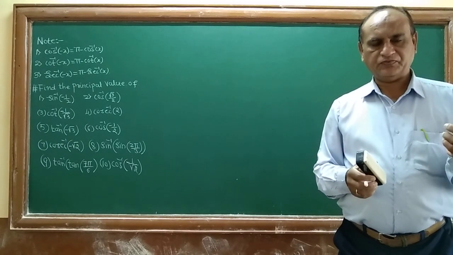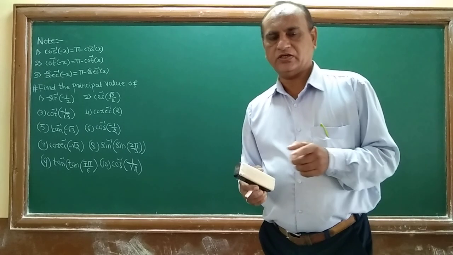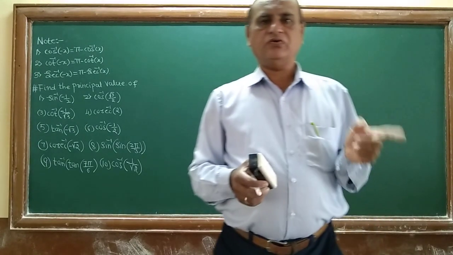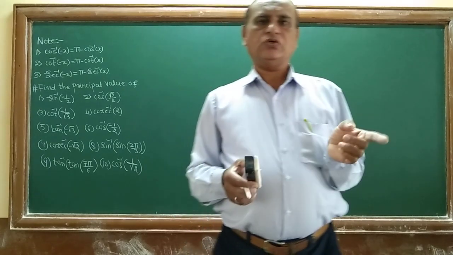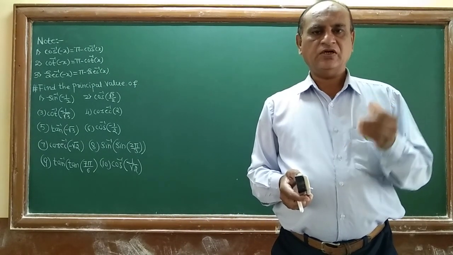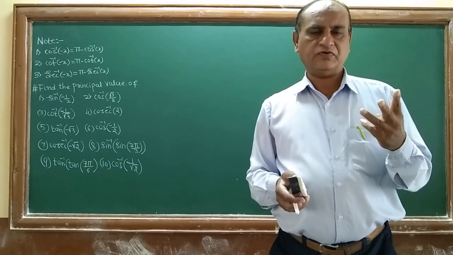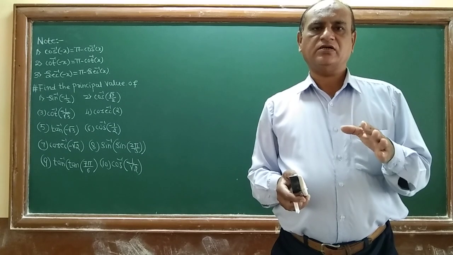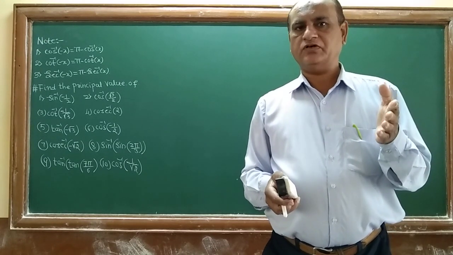In the last period, you learned that sine inverse of -x is equal to minus sine inverse x. Next, tan inverse of -x is equal to minus tan inverse x. Cosec inverse of -x is equal to minus cosec inverse x. These three just get a minus sign, and the remaining 3 inverse trigonometric functions get written with pi minus.